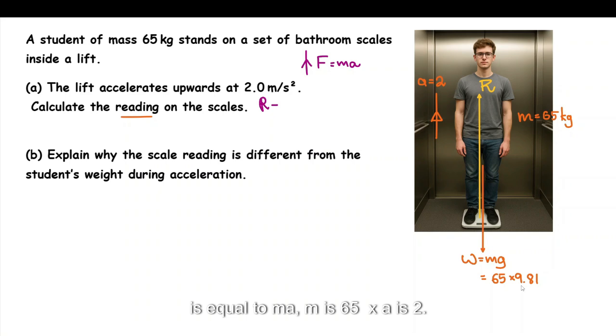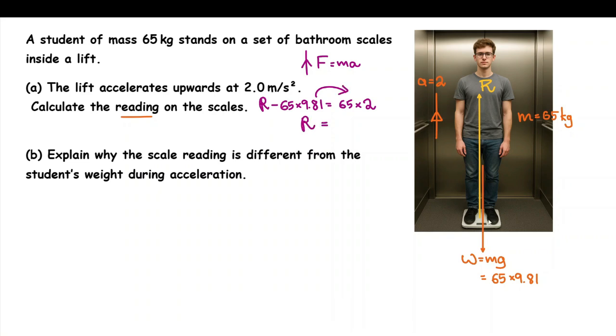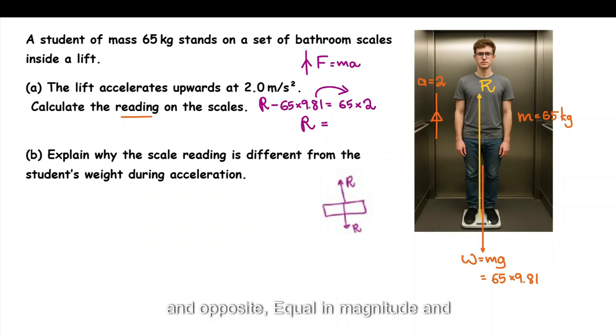M is 65 times a is 2. So I can easily work out my reaction force. Now remember, the reaction force on the scale is the reading on the scales. Why is that? Now think about it. Here's the scale. The student pushes the scales down and the scales push the student up. These two form a Newton's third law force pair. So they are equal and opposite, equal in magnitude and opposite in direction.